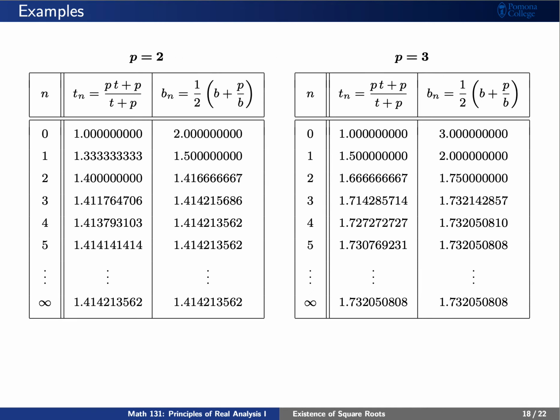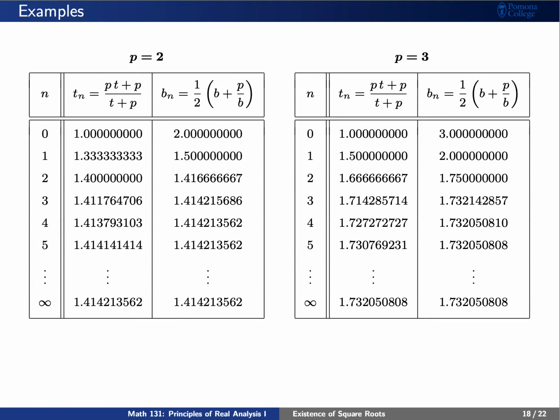Here are some examples to explain numerically how this will play out for some very specific cases. On the left, you'll see p is equal to 2. Here, we'll start at t sub 0 equals 1 and b sub 0 equals p. In this case, p is equal to 2. Recall that t sub n we define recursively, as well as b sub n we define recursively. You can look on the left-hand side at the column involving the t sub n's. Notice how it starts at 1.0, it goes to 1.3, and it increases steadily until we reach around 1.414. Of course, this is exactly what we expect as the square root of 2.